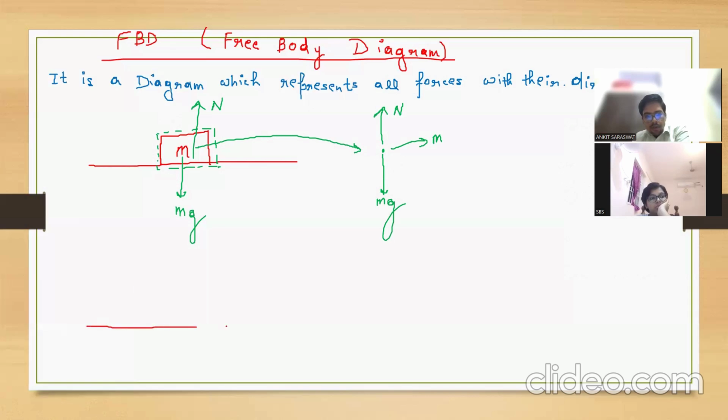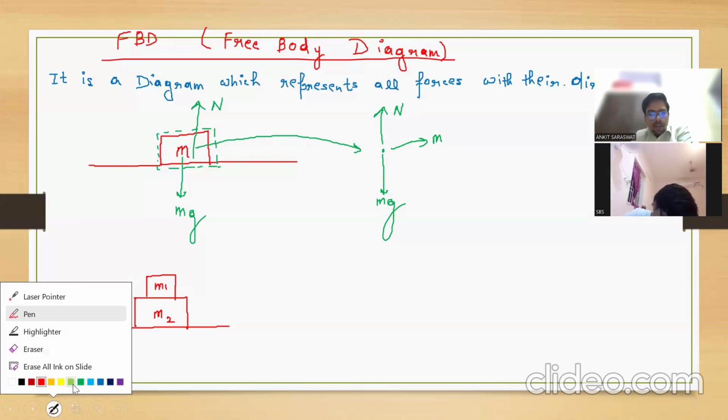Similarly, if I ask you to draw the free body diagram of this system: on this floor, two blocks are placed like this. Surface smooth. M1, M2. Now in this case, draw the free body diagram of M1 and M2. First, draw the free body diagram of M1 and then draw the free body diagram of M2. Please draw. I'm also drawing.